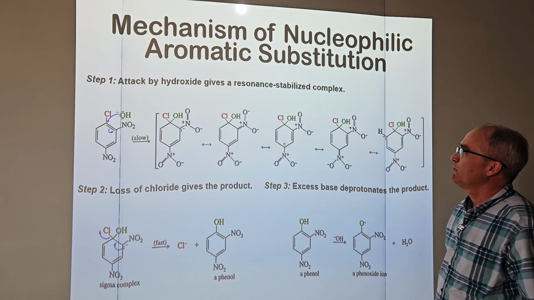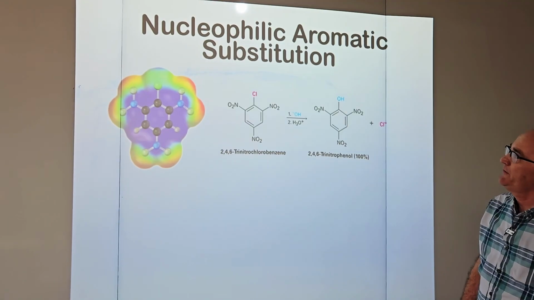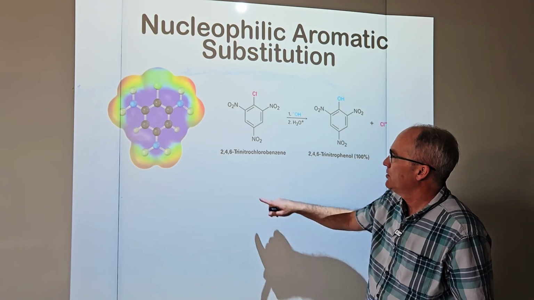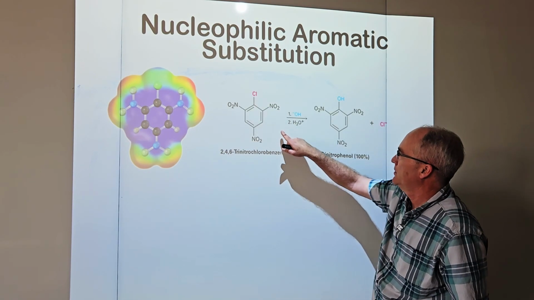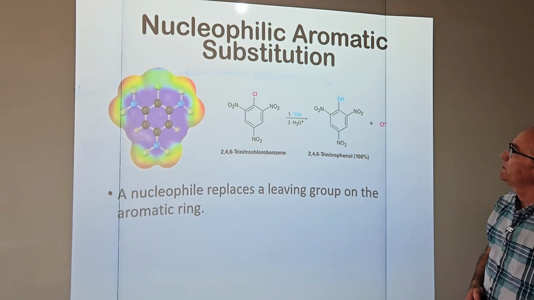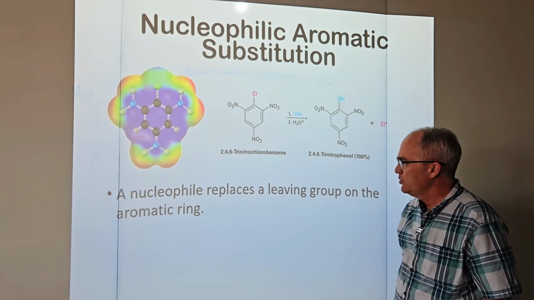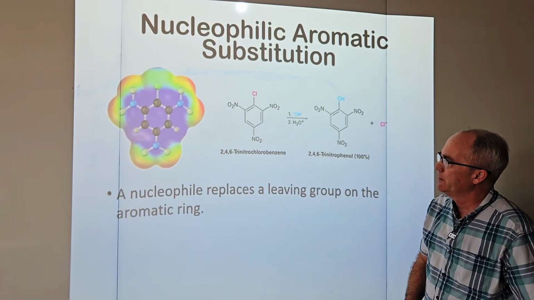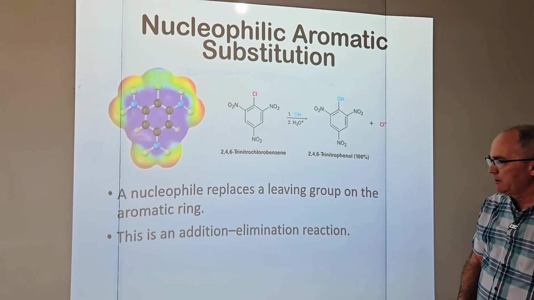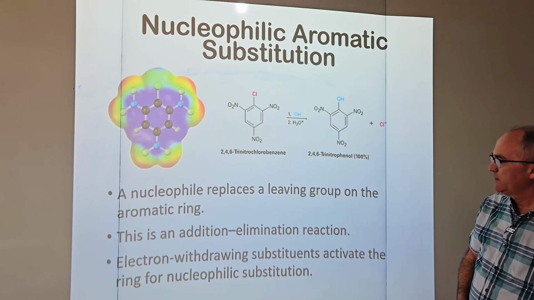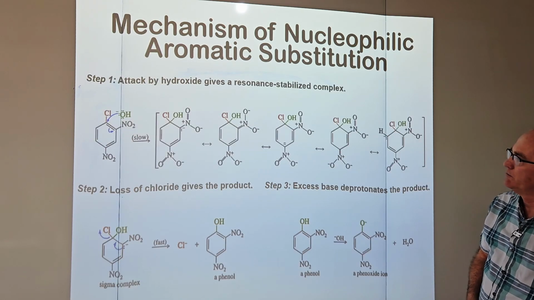So as promised, I wanted to go over nucleophilic aromatic substitution. So some electron withdrawing groups, a halide, and a nucleophile instead of an electrophile. What happens with nucleophilic aromatic substitution? A nucleophile replaces a leaving group on the aromatic ring. This is an addition-elimination reaction. Electron withdrawing substituents activate the ring for nucleophilic substitution.